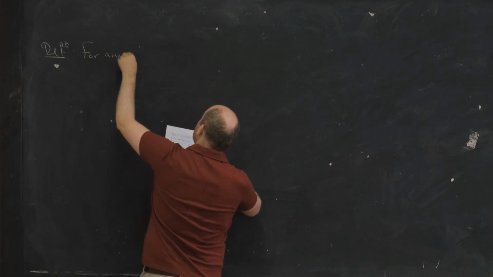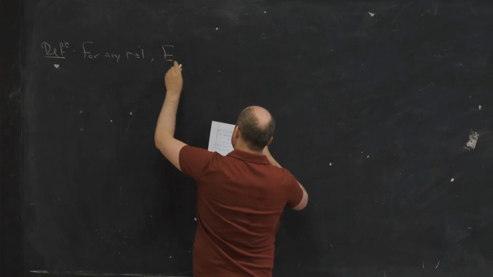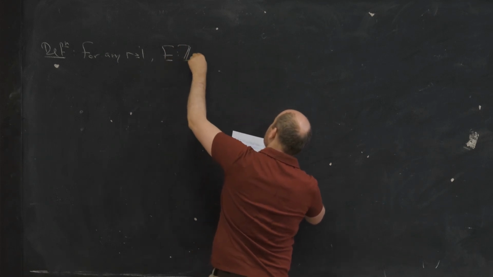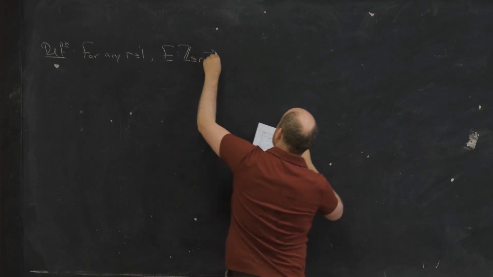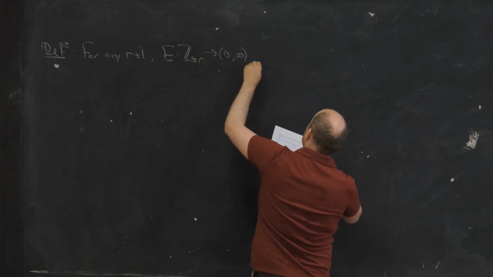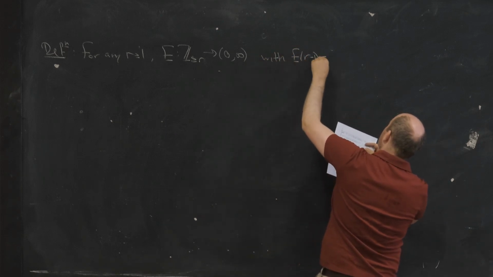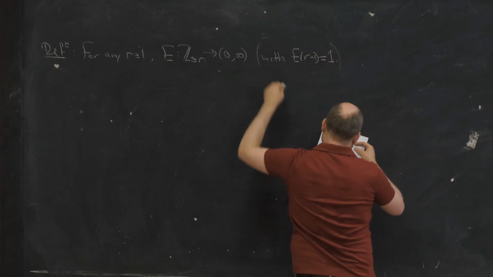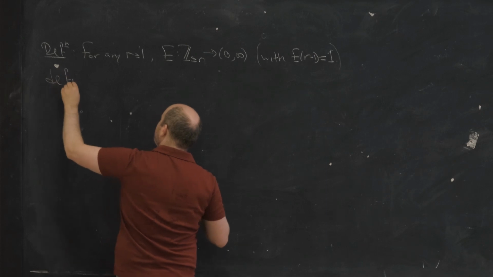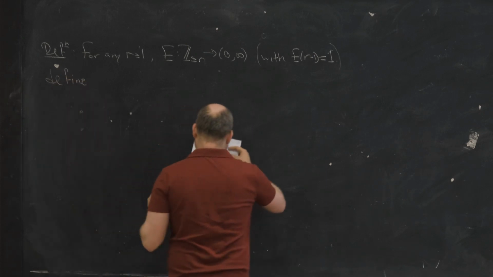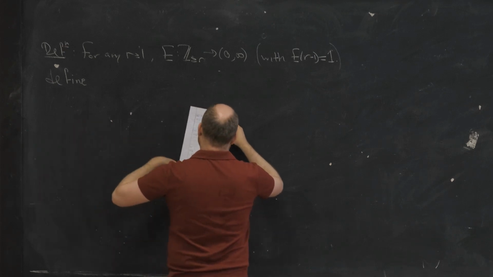For any r bigger than or equal to 1, again, and a function, we'll call it e, from z bigger than or equal to r to 0 infinity, again with the convention that e of r minus 1 is chosen to be equal to 1 by convention. We're going to define a matrix, which is really a transition, which is really a partition function. I'll describe it in a moment.